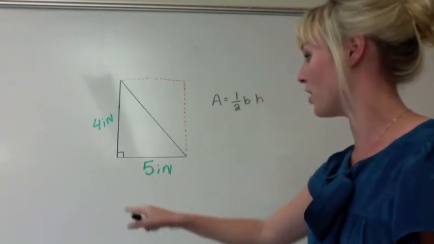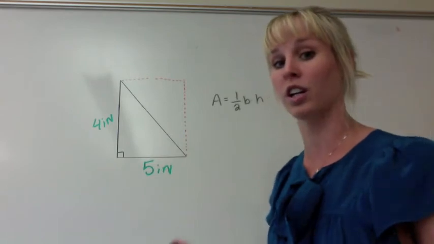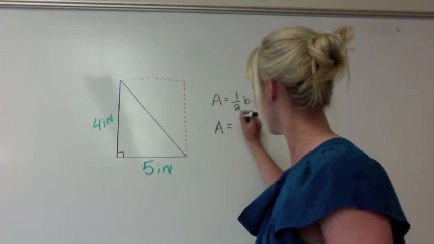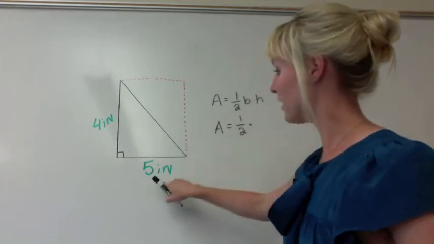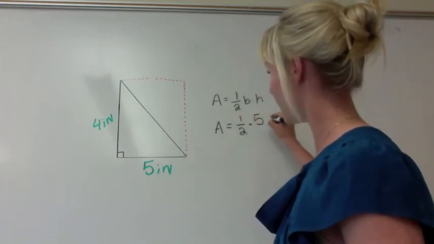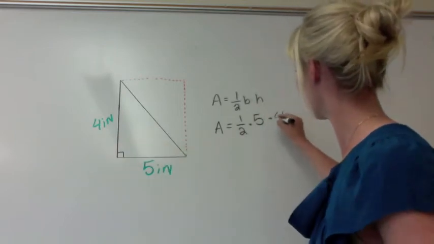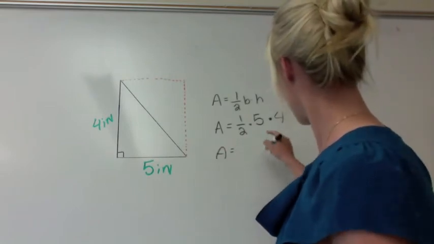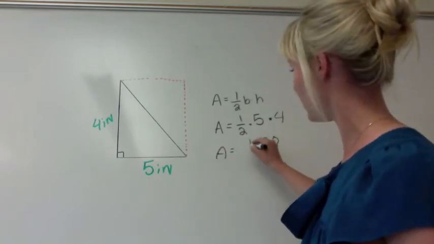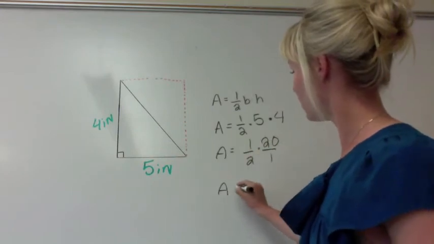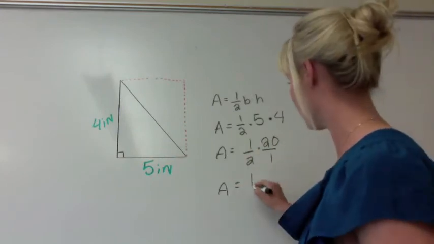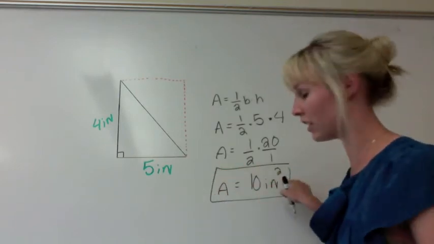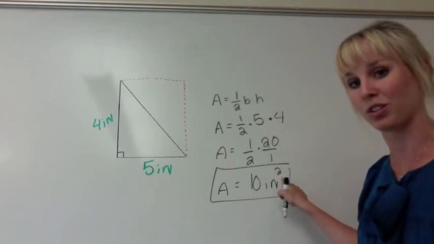So now, since we know that the base is 5 and the height is 4, we start with the formula and then just plug in the numbers. Now I'm just going to simplify the right side of this equation. I like to do this first because it seems like it's probably going to be easier. So the area is equal to 1/2 of 20, which I know is 10. So my area is 10 inches squared. Again, we notice that squared sign with our units.